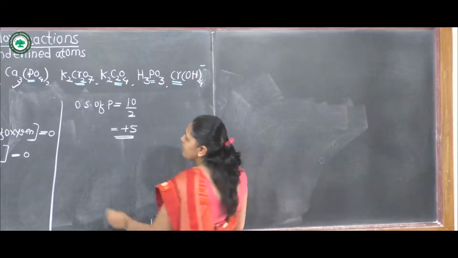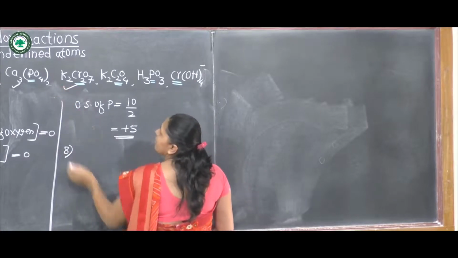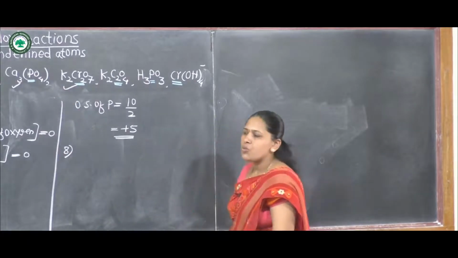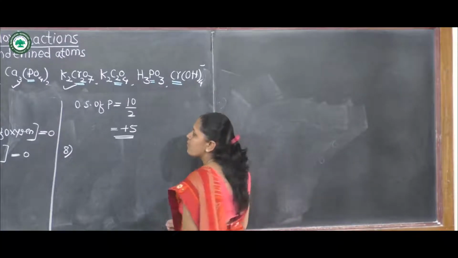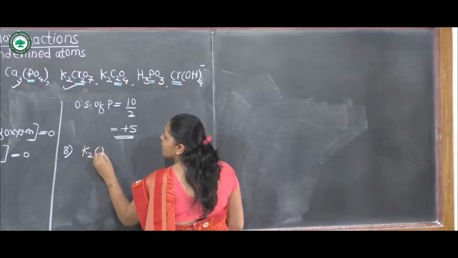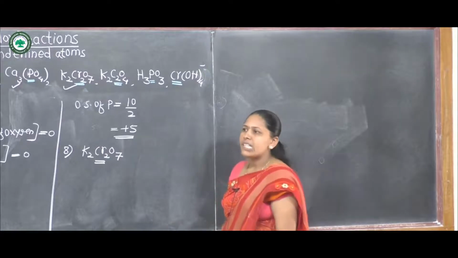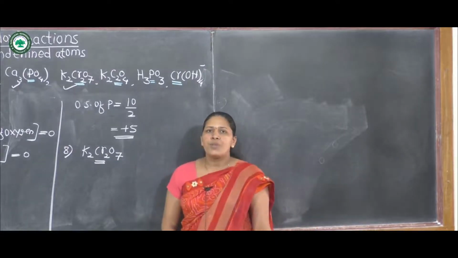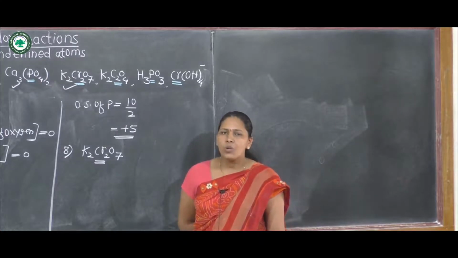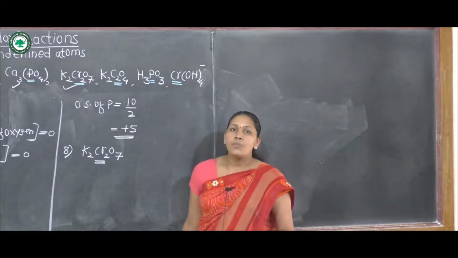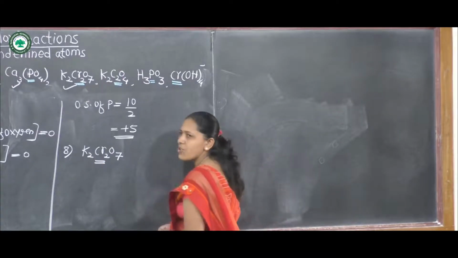The next example, 8th example, potassium dichromate. K2Cr2O7 means potassium dichromate. Here we have to calculate the oxidation state of chromium. In this example, potassium is an alkali metal, and according to the rule, alkali metals exhibit +1 oxidation state in all their compounds. Therefore, potassium exhibits +1 oxidation state.